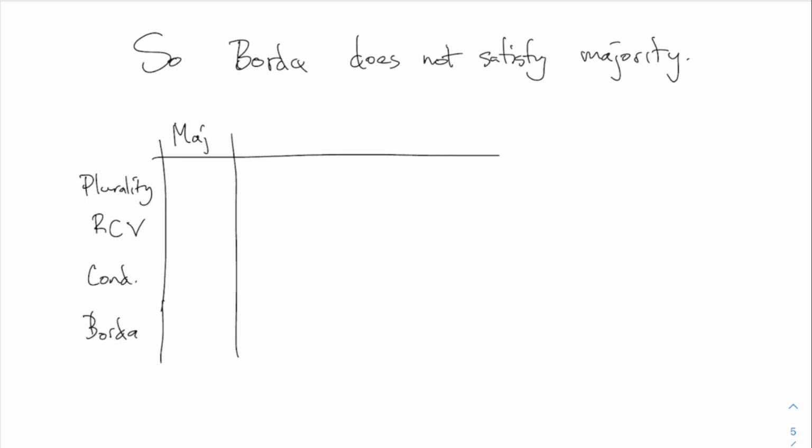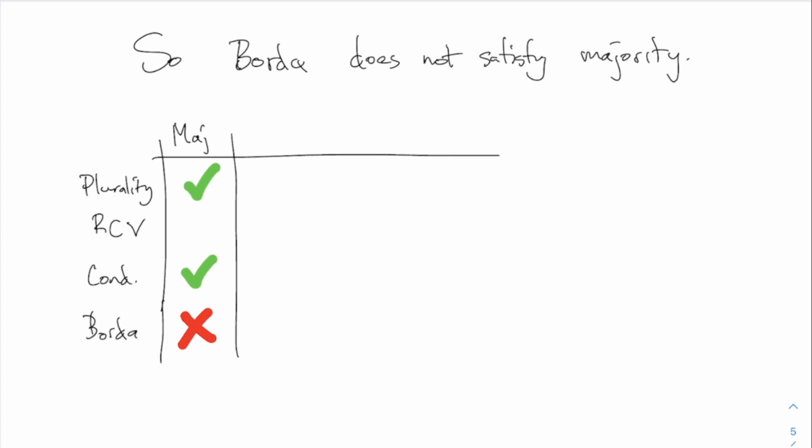We're not going to add a lot more rows, but we are going to add several more columns. And what we've demonstrated so far is plurality. I'm going to put a nice little green check mark. Plurality and the Condorcet do satisfy the majority criterion. The Borda does not.